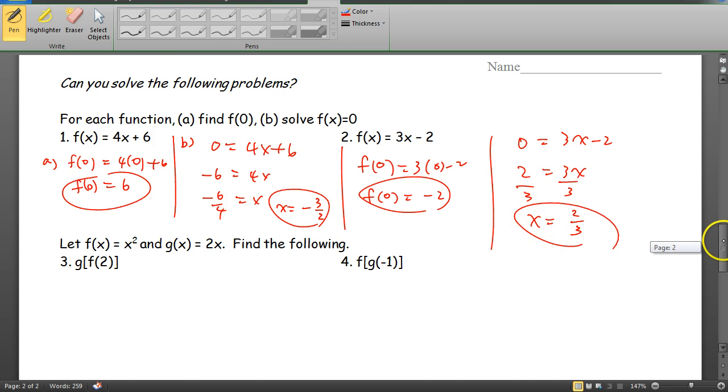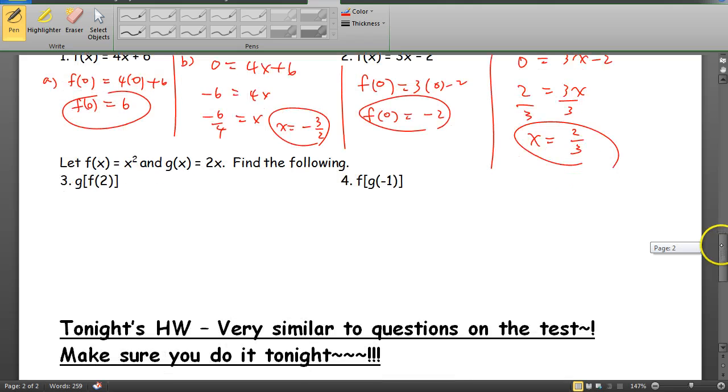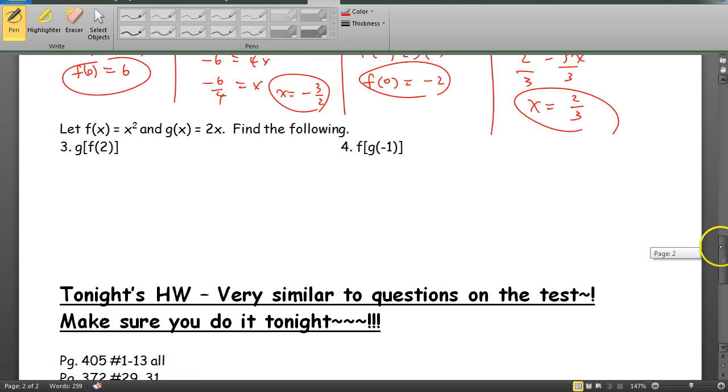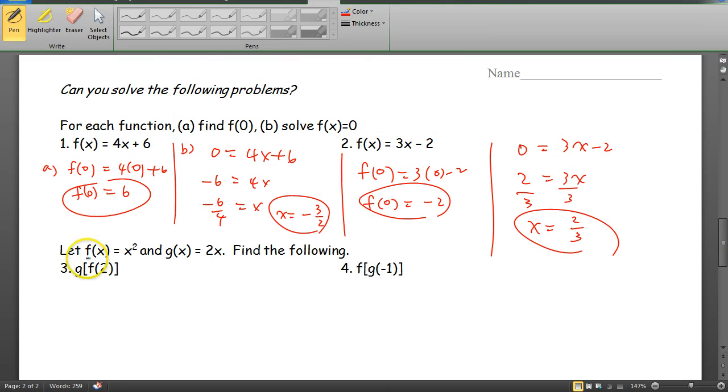All right, so example 3 is an interesting one. I don't know if you guys remember from your homework last time. It says g of f of 2. It looks kind of complicated, but what does it really mean? You have to find f of 2 first, because that's some number, isn't it? So let's find f of 2. f of 2 equals 2 squared, which is 4. So basically this is really saying find g of 4.